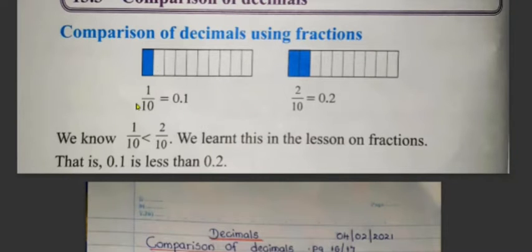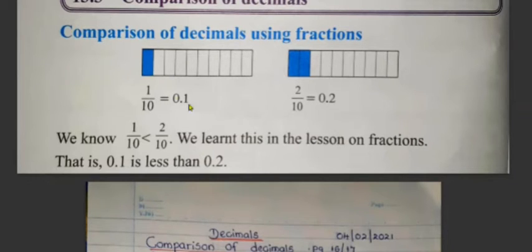Now children, out of 10 divided parts, 1 is shaded. How do you write it in fraction form? 1 over 10. How do you write it in decimal form? 0.1. 2 over 10. How do you write this in decimal form? 0.2.